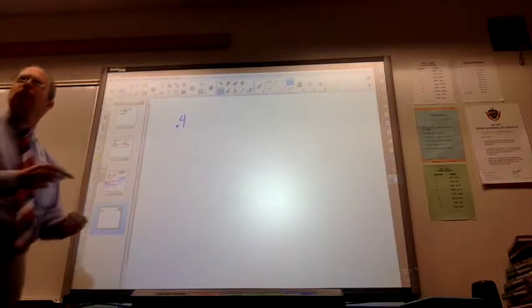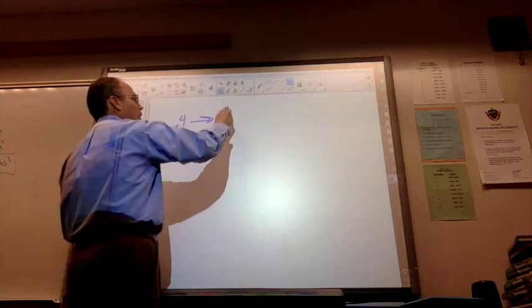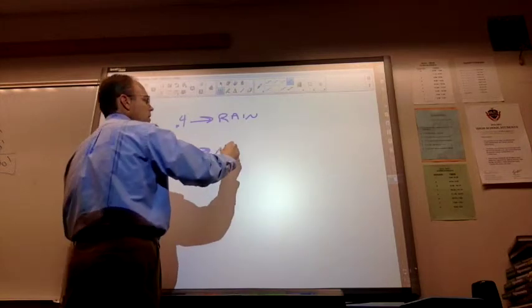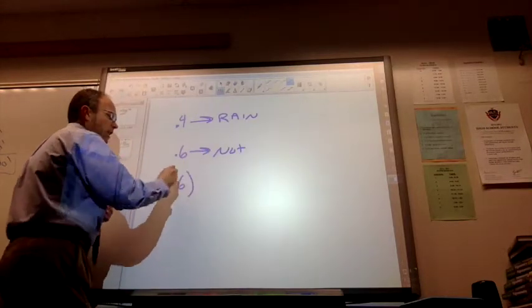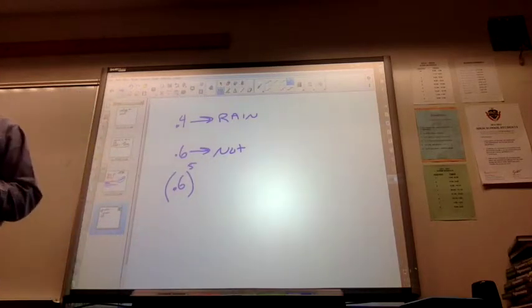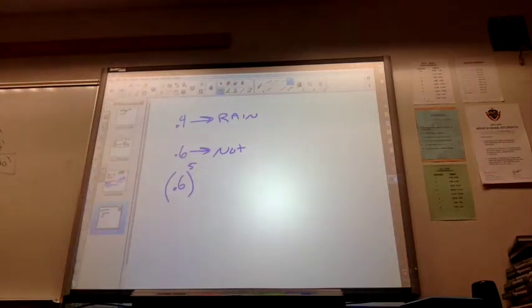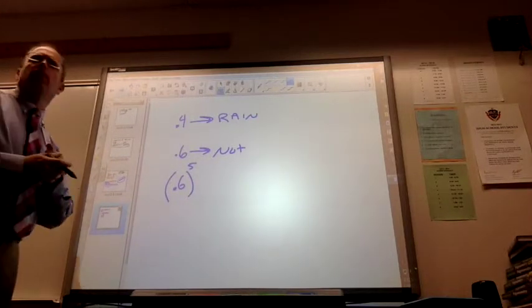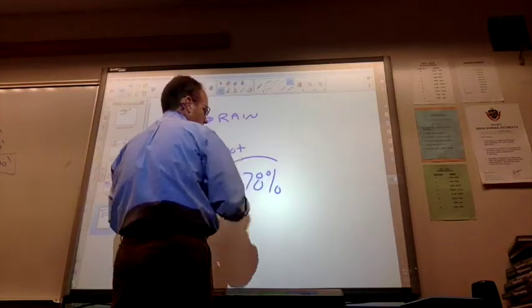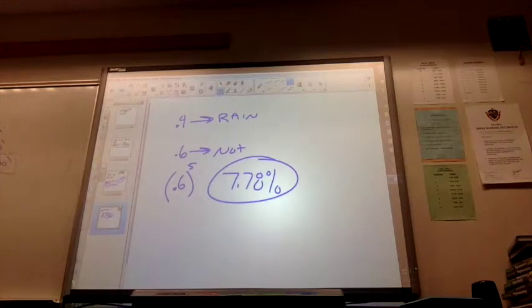0.6 to the what? Yeah, so this is the chance it will rain on an individual day. This is the chance it will not rain. So, you're going to be there how many days? 5 days? 0.6 raised to the 5th power. So that means that you have clear skies in Hawaii on your trip. And that comes out to what? 7.78%. Guess what? You're going to get rain on at least one of those days. I imagine a little more likely than not.